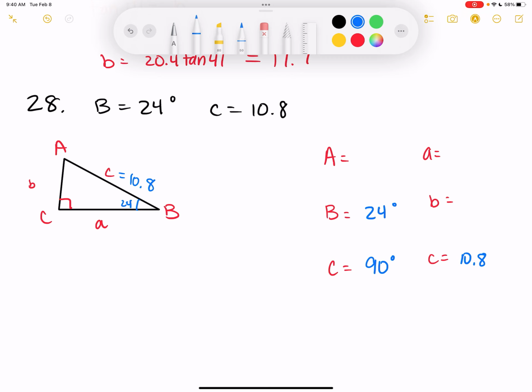I forgot to put the decimal in between the 10 and the 8, so it came out as 98.7. Oh no, that's not right. Okay, I think I got it.